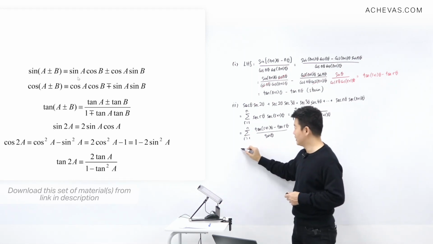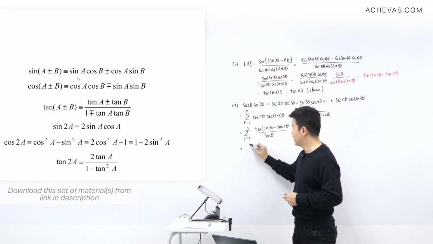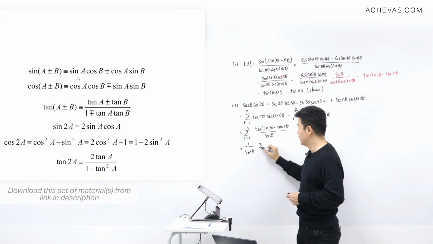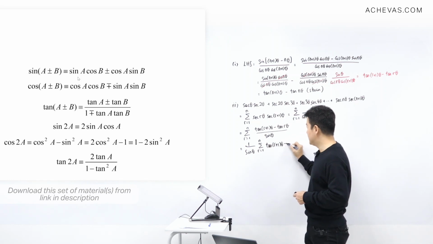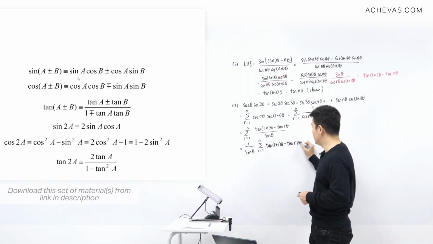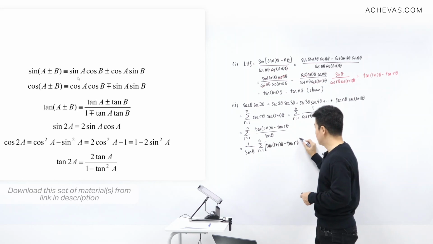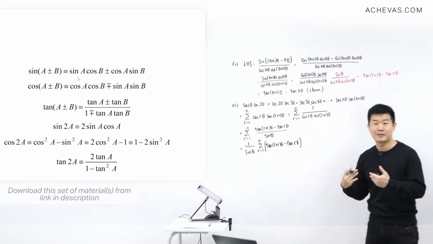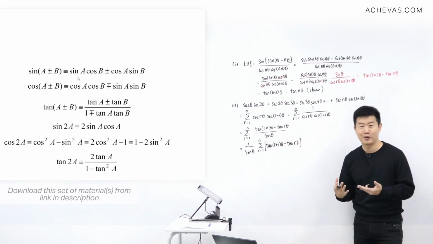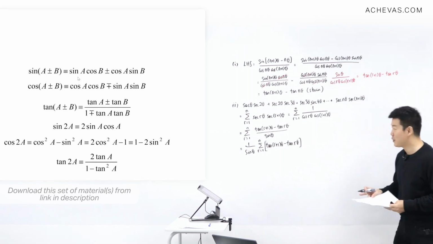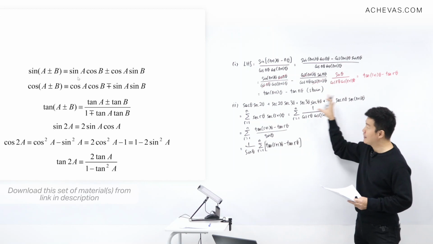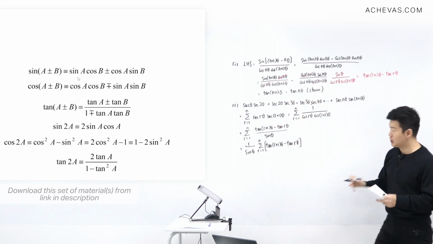Okay, let me write it down here. So this will be giving us a 1 over sine theta, then we will be summing from 1 all the way until n of tangent r plus 1 theta minus tangent r theta. And what I'm going to do is I'm going to expand this and use the method of difference. So I guess that is the way that we can be condensing this and evaluating this summation.